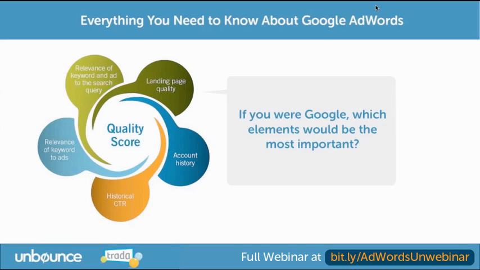So I actually would like to pose a question to you, which I will then immediately answer, which is, so we have all these different things. We have your account history. We have the relevance of your keyword to your ads, to your landing page, to the search query. Then we also have click-through rate. So keep in mind that Google is the boss here. While they do not release how heavily weighted each element of the score is, we can assume, based on lots of research done by many external sources, that click-through rate is the most important.